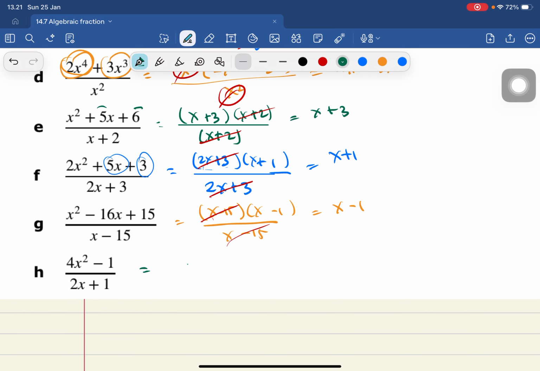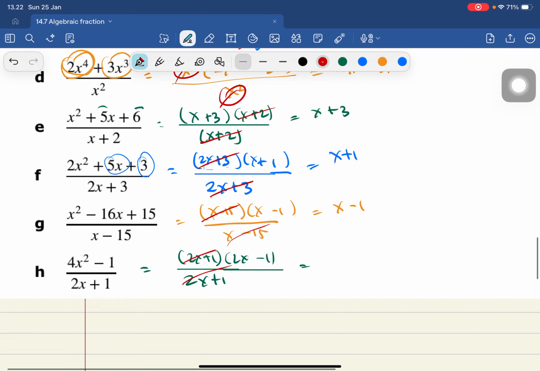Okay, next. This is 2x plus 1. So here's going to be 2x minus 1 and plus 1. Okay, and then we can simplify it. So the final answer is going to be 2x minus 1. If you got confused, look at it. Here a square minus b square is going to be a plus b, and then a minus b.